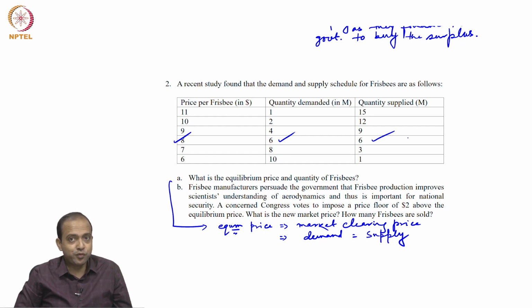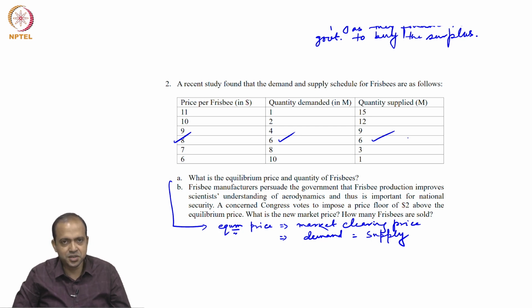Okay. So, Frisbee manufacturers formed a lobby. We discussed that sometimes the sellers, if they feel the market outcome is not in their favor, can form some kind of lobby and put this argument to the government. Frisbee manufacturing is very important for the scientists to understand aerodynamics. So, therefore, it is important for national security, and therefore, why do not you increase the price of Frisbee to protect the Frisbee manufacturers. And what is the increase? They suggested you can impose a price floor of $2 above the equilibrium price.